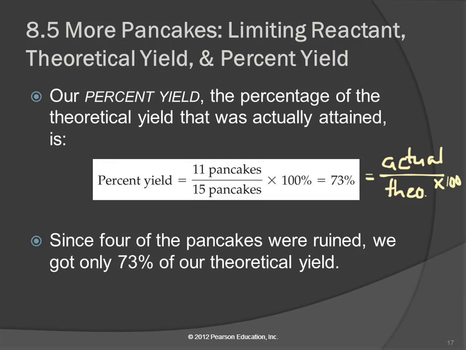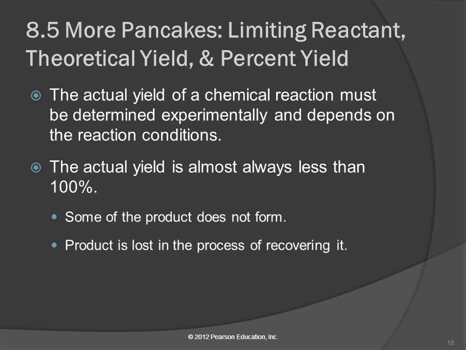So that was about a 67% yield on those pies, because I got 4 out of the 6. So it happens. It happens.